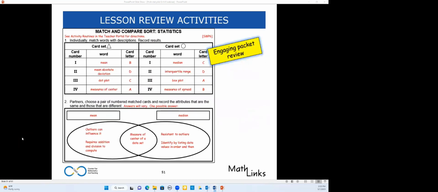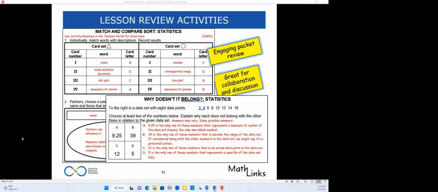The review section has 3 pages of review activities, many of which are best done with partners. The example shown here is a match and compare sort, where students first work individually to match some words to their explanations. Then pairs put their heads together, comparing and contrasting each of their sets of words. Also, here's a why doesn't it belong? A new take on an old Sesame Street, one of these things is not like the other. Or more recently, the which one doesn't belong, but with our own spin on it.